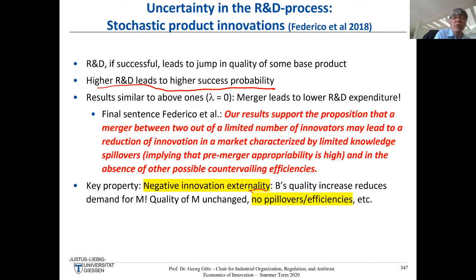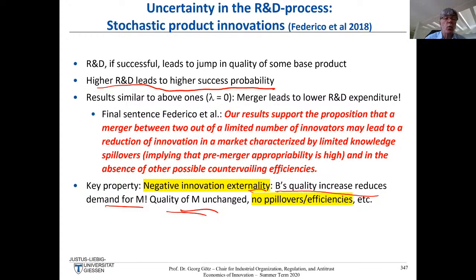That very strange thing that if BMW's quality increases, this reduces the demand for Mercedes. And of course, this assumes that if BMW and Mercedes belong together and BMW increases its quality, the Mercedes is unchanged because they keep their secrets in Munich and don't transfer them to Stuttgart. And this is somehow a rather heroic assumption, I think.